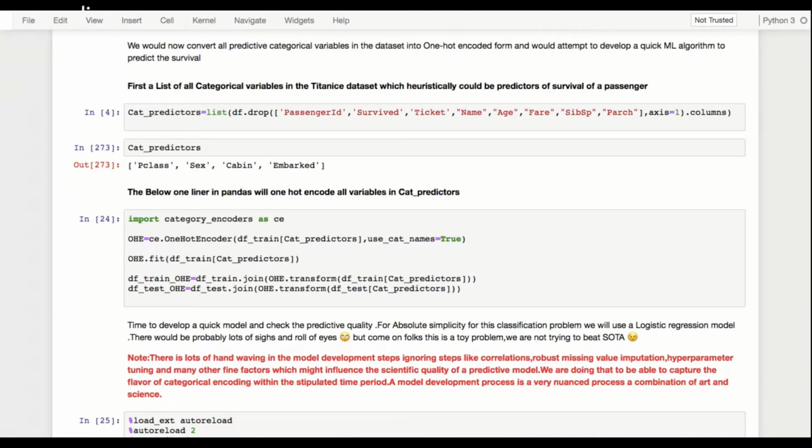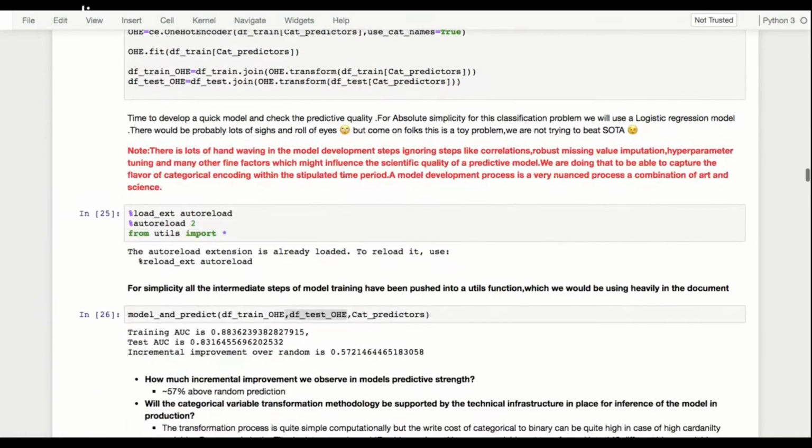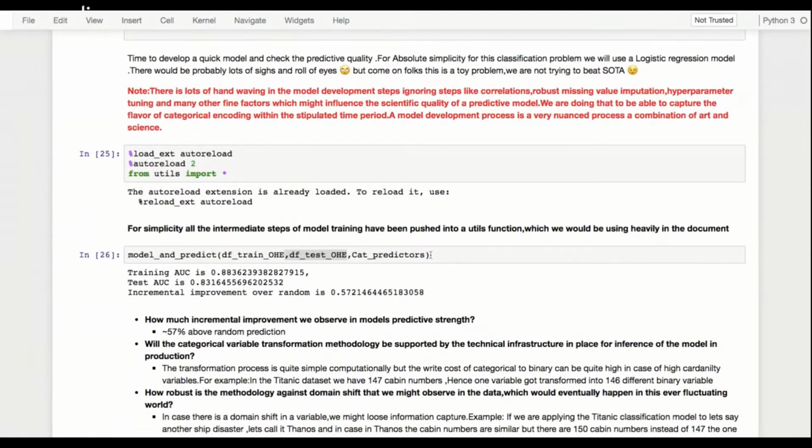So yeah, coming back, I've used category encoders, and what I've done is I've one-hot encoded the Titanic survival dataset, which I had split into training and test. And post that, I have developed a model, a logistic regression model. This is again another function that I have.